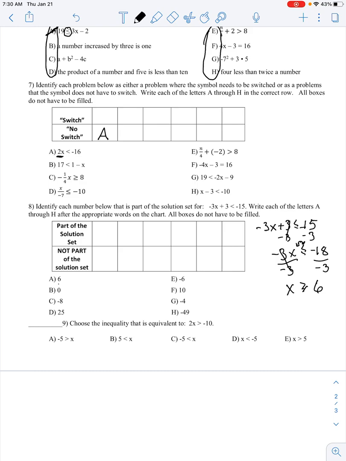So we're going to check A. A is 6. Is 6 greater than or equal to 6? Well, 6 is equal to 6, right? So we know that that's part of our solution set. So A will go as a part of it. Remember, if it's smaller than 6, well then it's not part of the solution set. So you are just using that info to place each number in its correct box here.